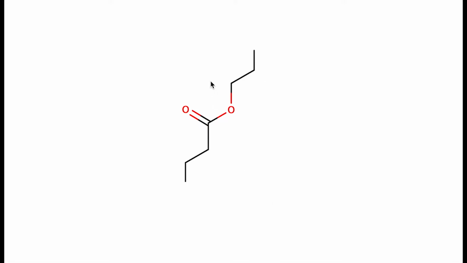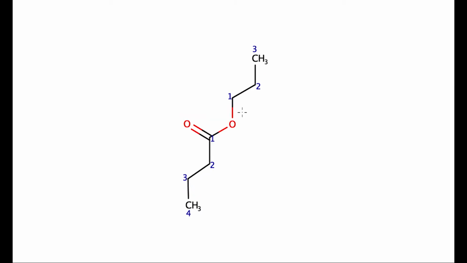Next, we have to start numbering the carbon chains on both sides of the oxygen identified in step 1. So the oxygen we identified was this one right here. So now we have to number this chain and this chain. In order to do so, we're going to start counting from this oxygen. So it's going to be 1, 2, 3. And it's going to be 1, 2, 3, 4.